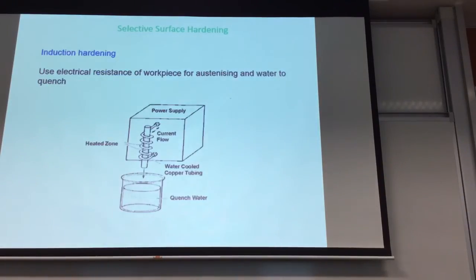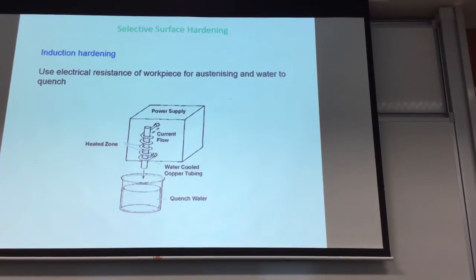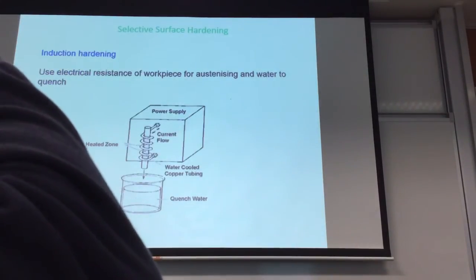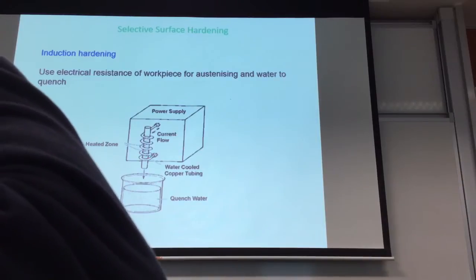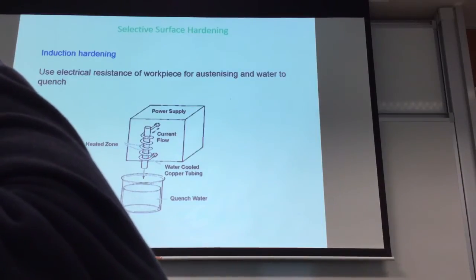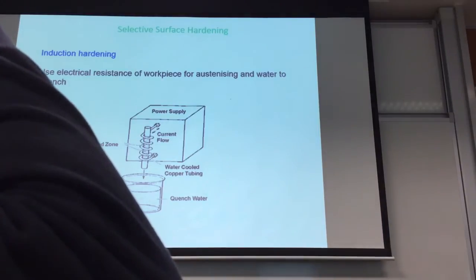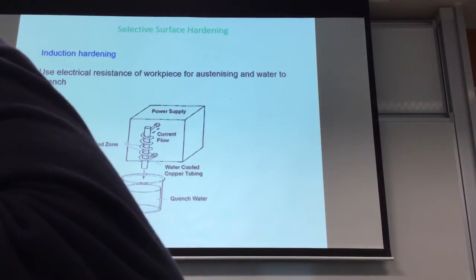This is induction hardening. We saw this induction hardening in one of the lectures earlier. Basically you do the same thing as the flame, but instead of using the flame, you're actually using electrical resistance to increase the temperature of your material. And once you increase the temperature of your surface, you just quench it in water.